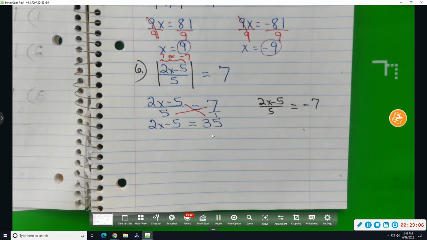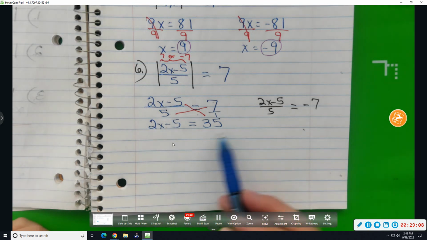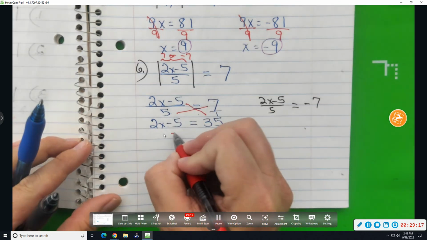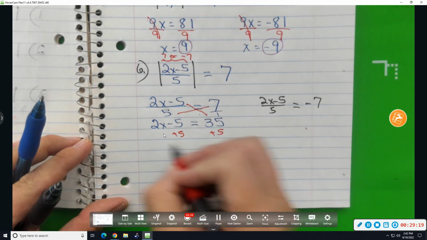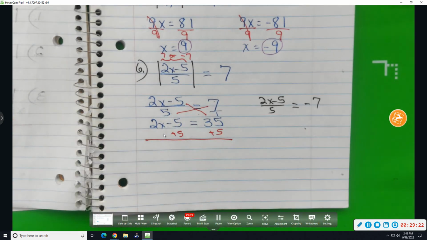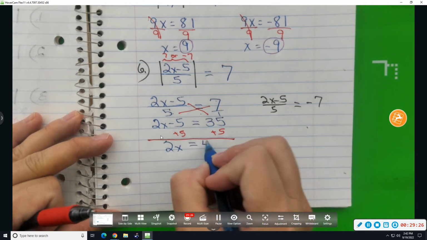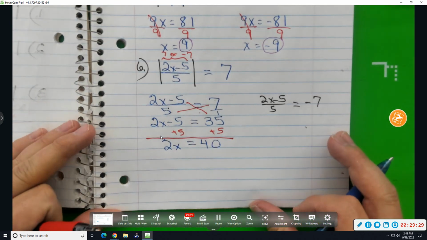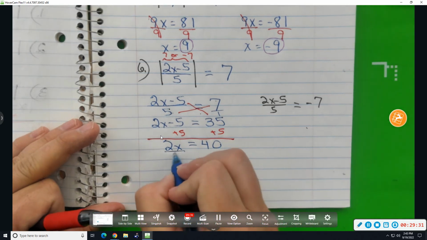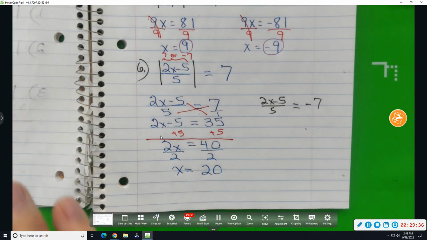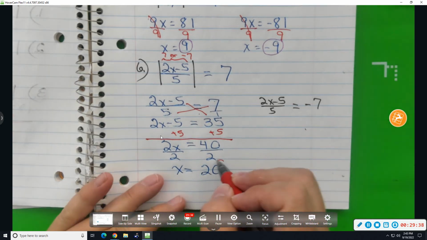And then what are we going to do to solve this equation? There's really only one correct next step. Okay, by doing what? Adding 5, I agree. To give us 2x equals. And then divide by 2 to give us x equals. So there's my first solution that I found is 20.